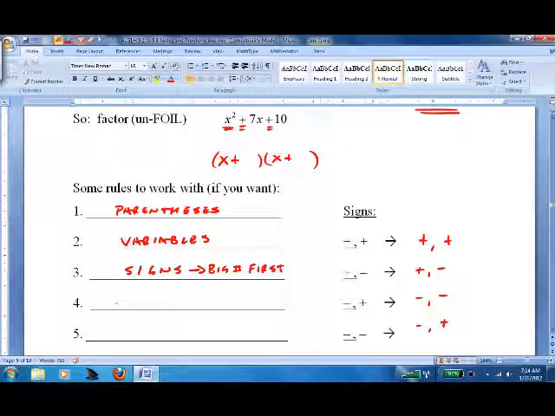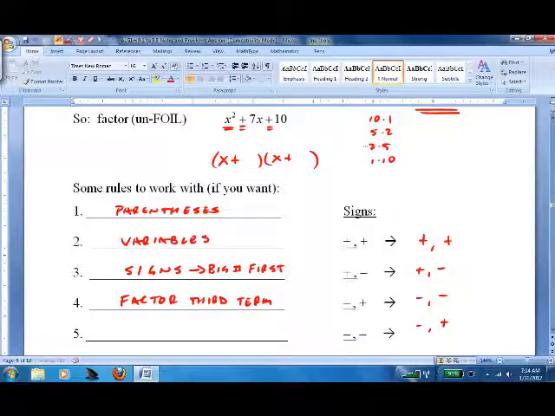Fourth step, factor the third term. So we take the 10 and I write it out here. Always write the bigger number first. 10 times 1, 5 times 2, and that's it. Some factoring techniques go into this, but if you use this technique, all you have to do is write the big number first. And then you say add or subtract it.